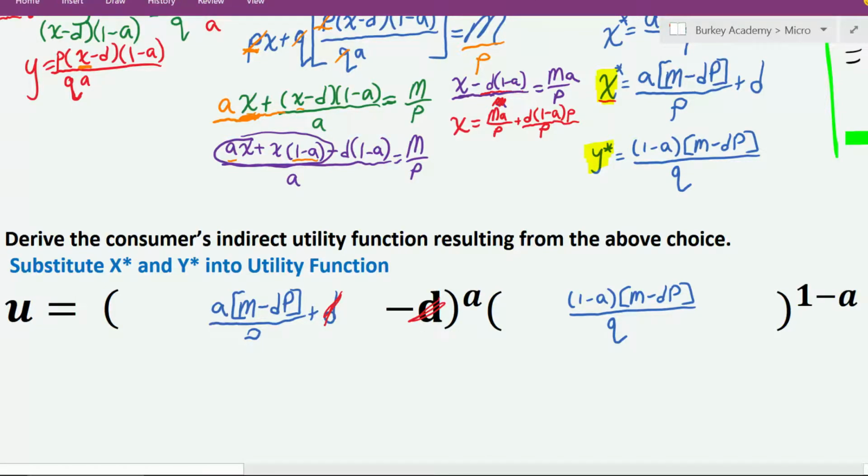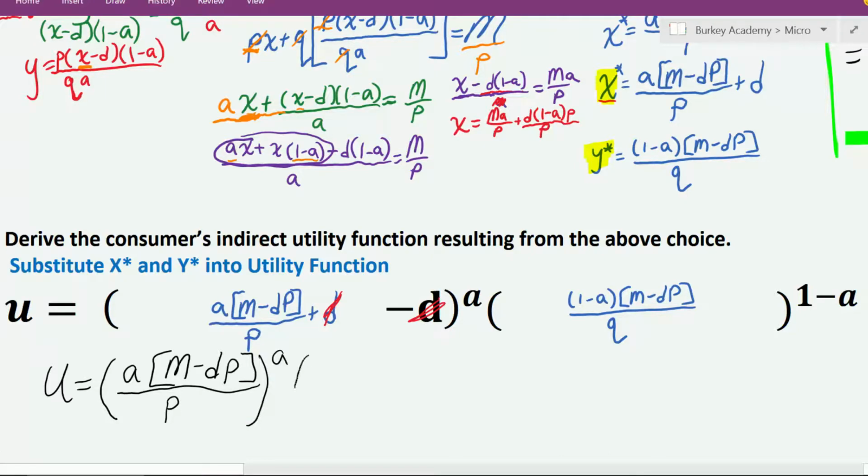So we cross off those d's, and we're going to end up here with u equals a times our disposable income. I think that's a good thing to call this. (M minus dp) over p, raised to the a, times 1 minus a times that disposable income, raised to the 1 minus a.